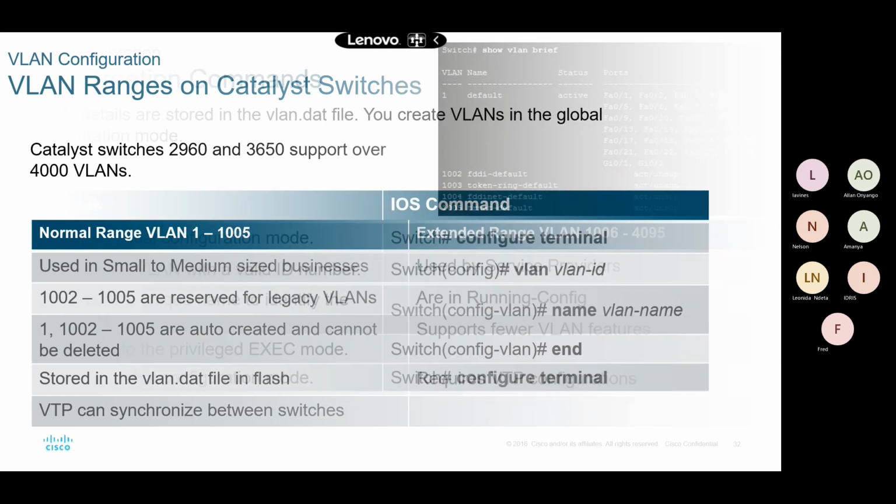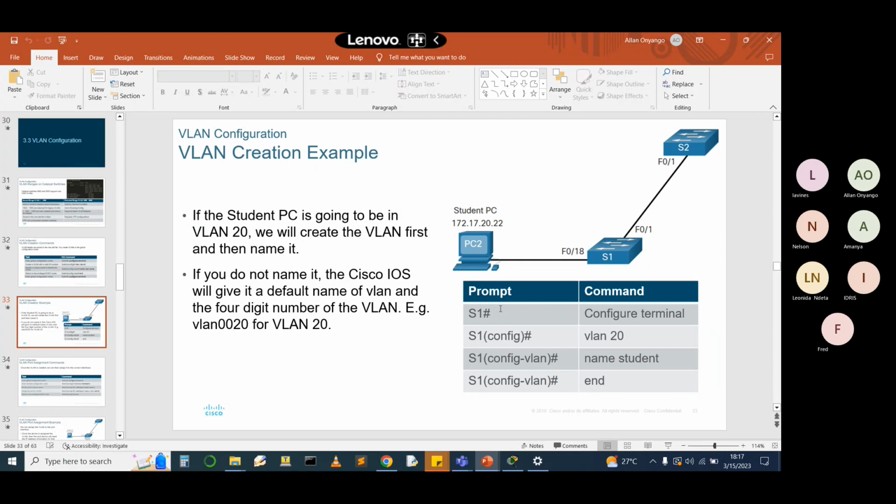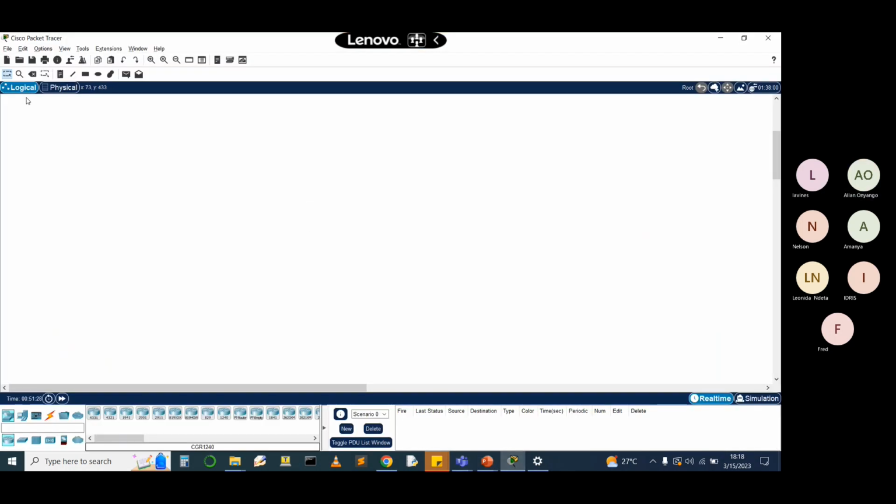Now, I wanted to show you guys how to create a VLAN. Before I come back to that, let's look at my Packet Tracer here. I'm going to grab a switch here, maybe a 2960 series switch. I'm going to zoom in here. All right, this is my switch.